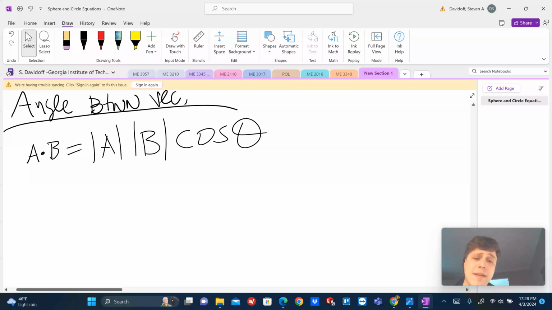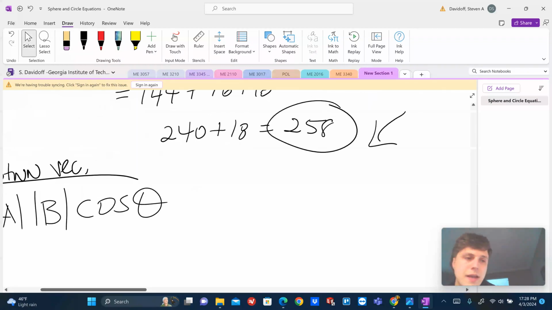So you guessed it, we're going to solve for theta, the angle. That's essentially what we're looking for. We already have A dotted with B. What did I get? 268 or something? 258?